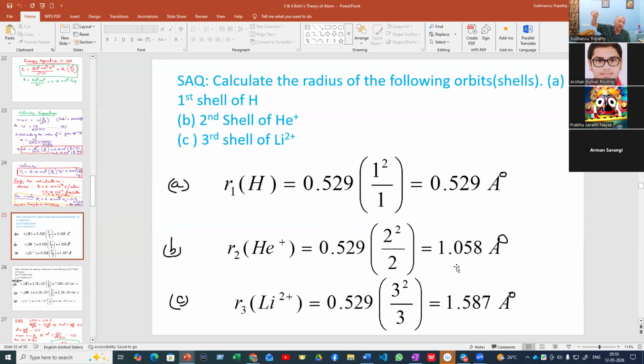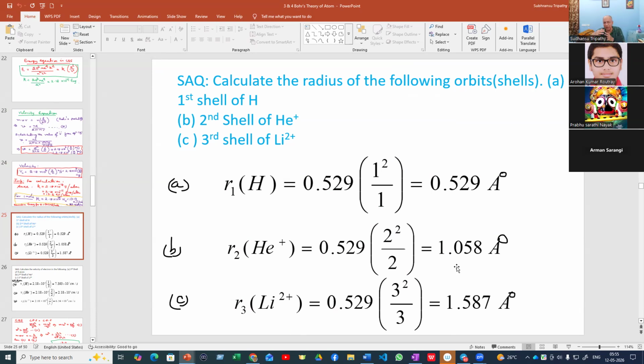N depends, but Z is in the denominator, so the radius is inversely proportional to Z, because when the protonic charge is higher, the attraction will be higher, so it will try to reduce the size of the atom, I mean the radius of the shell. But the n square term will dominate, so the radius will go on increasing and increasing, Z remaining constant.